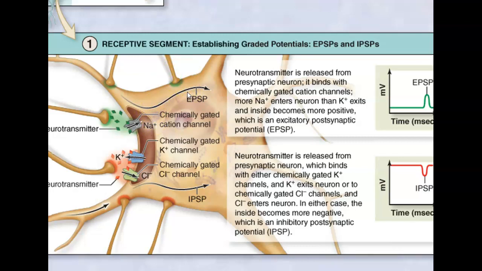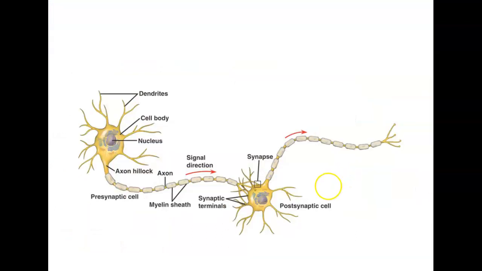If potassium leaves the cell, then we have more positive charges leaving, and so the inside becomes more negative. Or if we have negative charges moving in, the inside becomes more negative. And that's this example here where it's talking about an inhibitory postsynaptic potential. And what an inhibitory postsynaptic potential means is it's going away from threshold, and it's less likely then to cause an action potential. All of this is taking place here at the synapse.